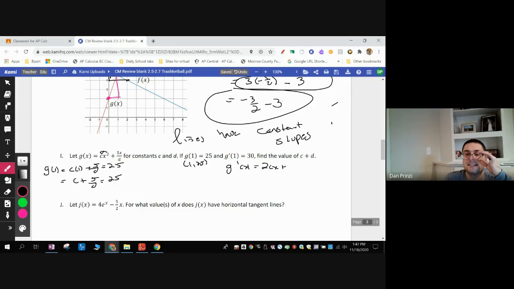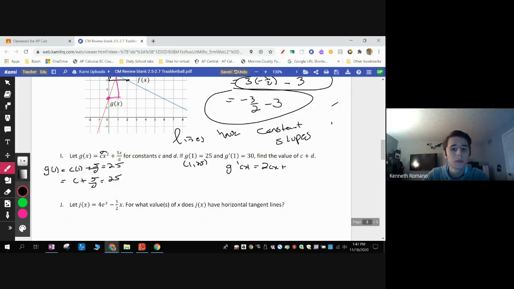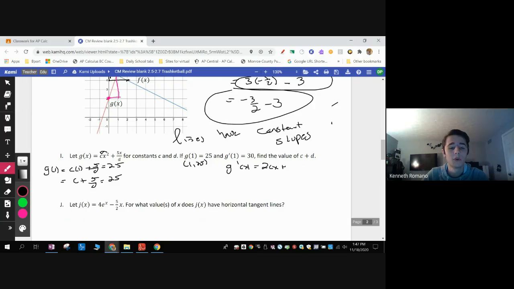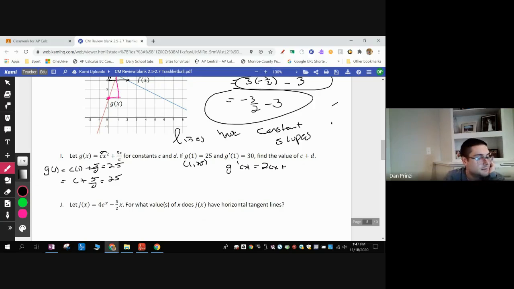What's the derivative of 5x over d? 5 and d are constants, guys. You're doing the derivative with respect to x, not d. You have to do quotient rule. No. Stop. Too hard. We've gone into the world of difficult math. It's tricky. C and d are constants.